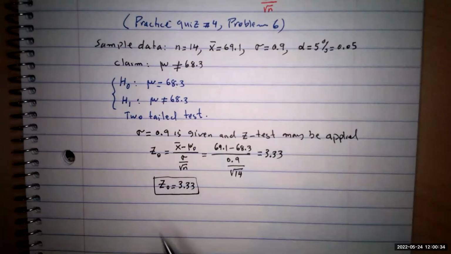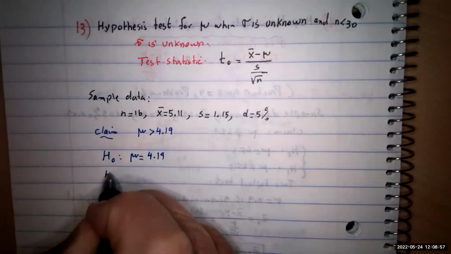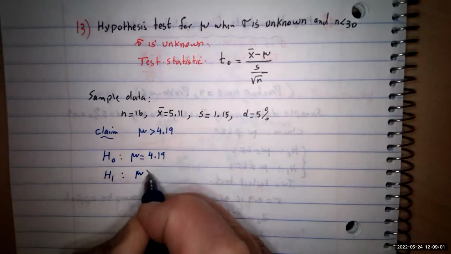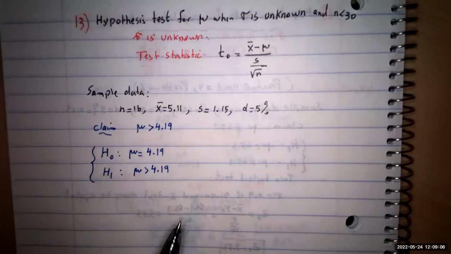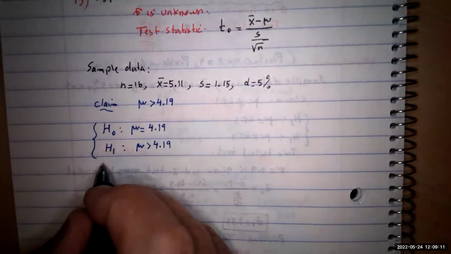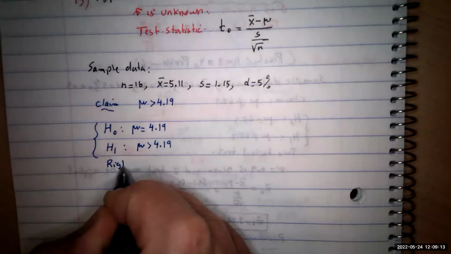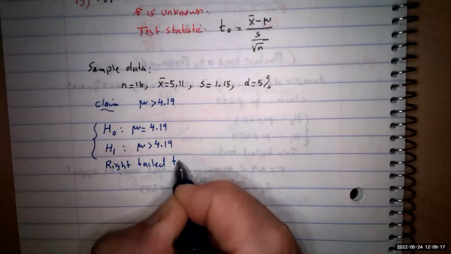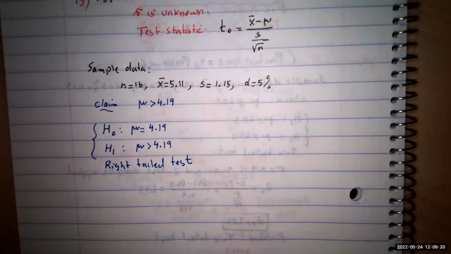So the first part of the argument is going to be the same. The H naught is going to be mu equal to the given number, which is 4.19. The H1 is going to be the claim that you want to check, greater than 4.19. Since it's greater than, it is a right-tailed test because it's the area to the right. For a one-tailed test, right-tailed, that will be useful when you want to find the p-value, of course.